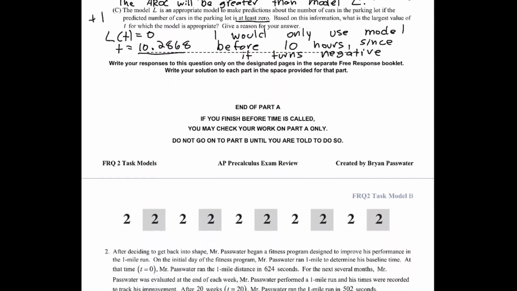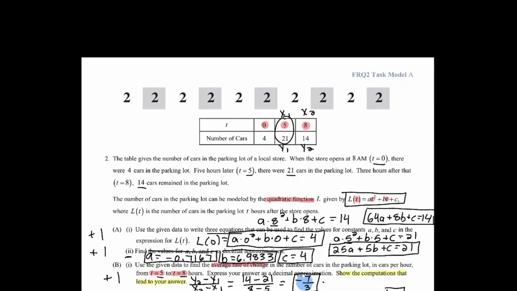You guys have the rest of the time to go over the other ones if you want to work on those. If you want to work on the multiple choice practice for Unit 2, you can work on that too.